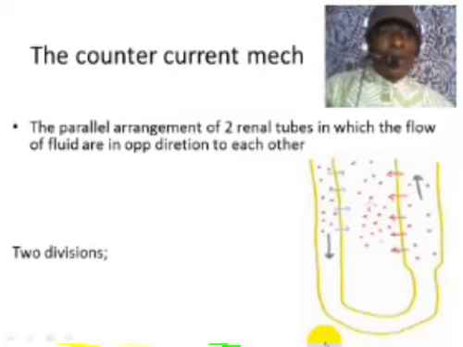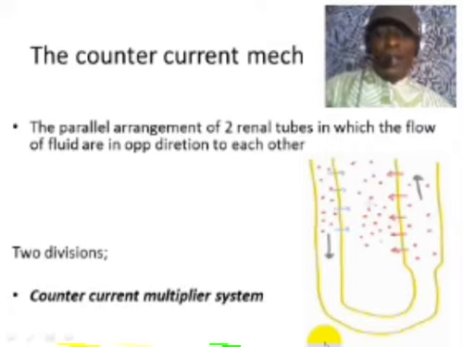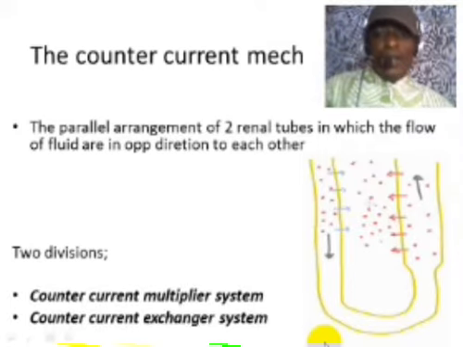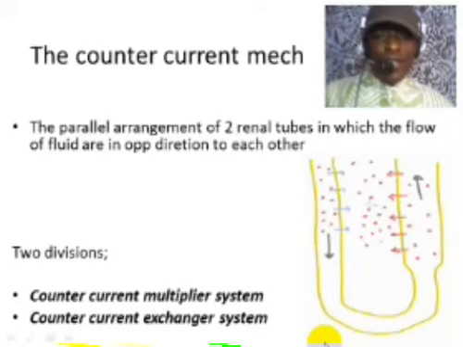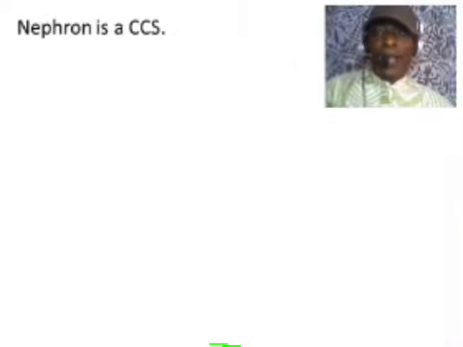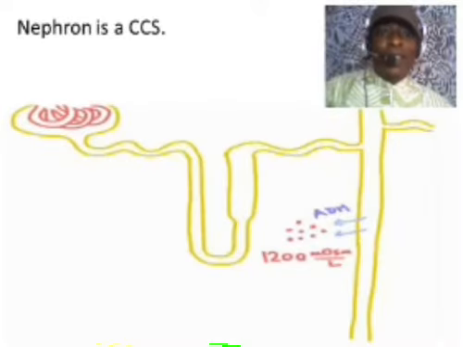There are two types of countercurrent system or mechanism. The first one is known as the countercurrent multiplier system. The second one is known as the countercurrent exchanger system. We are going to look at them in detail. But before then, the human nephron is a typical example of the countercurrent system.